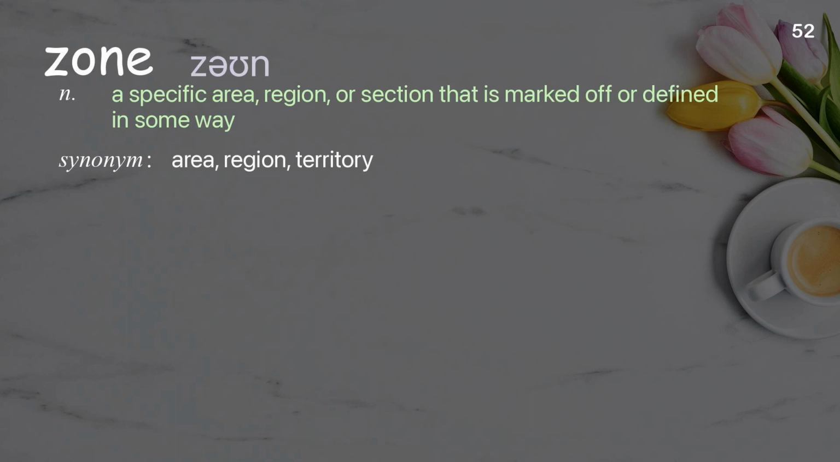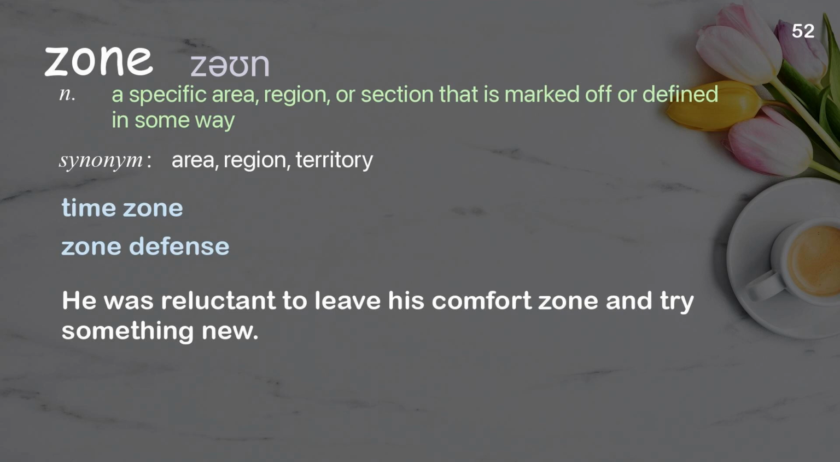Zone. A specific area, region, or section that is marked off or defined in some way. Examples: time zone. Zone defense. He was reluctant to leave his comfort zone and try something new.